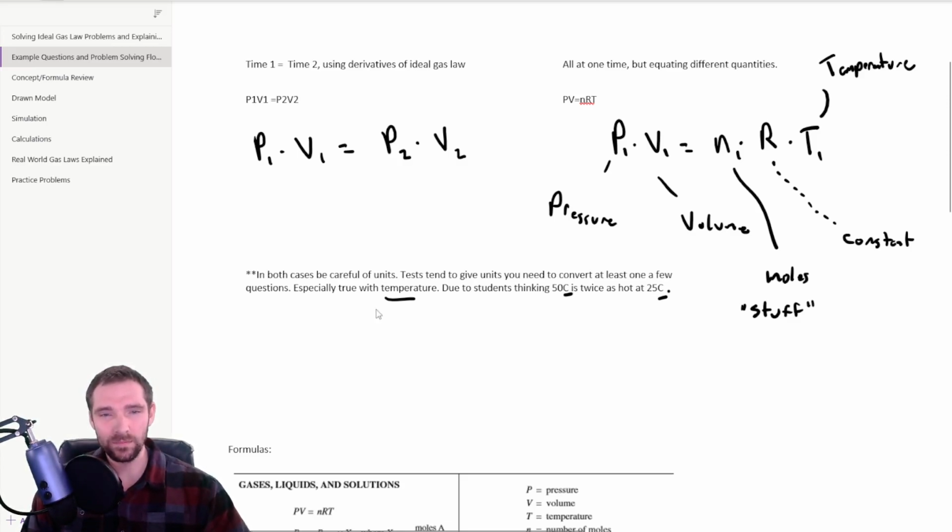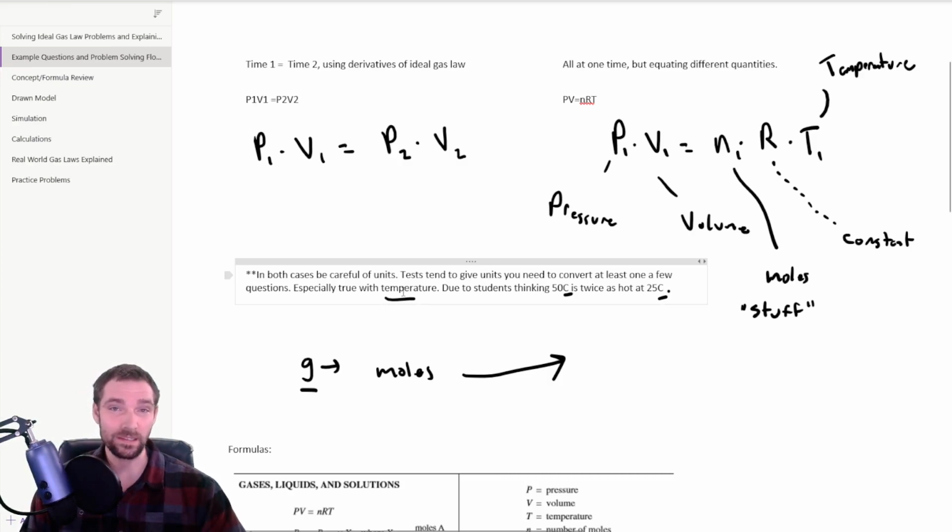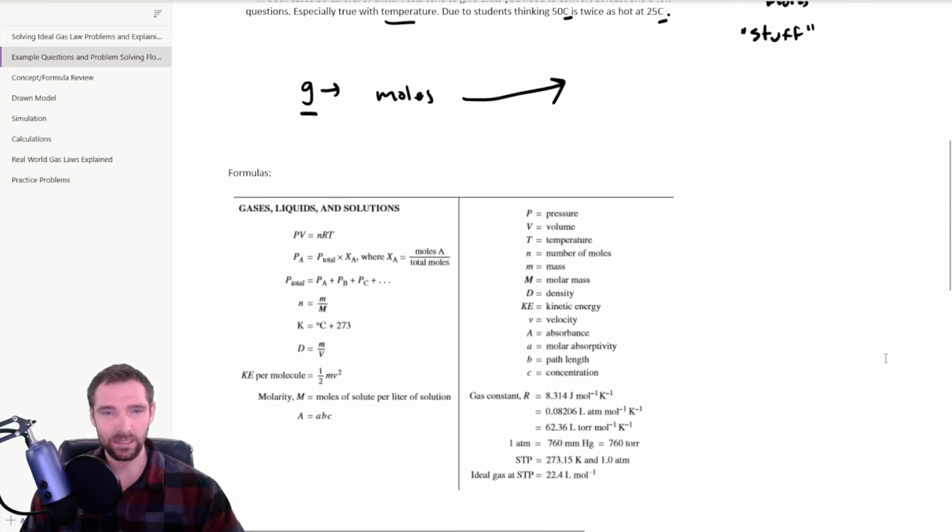Also, grams, you need to turn those into moles to work with these types of problems, because you're relating it through the moles here. So just be careful, because they like to give you things in grams when you're doing these types of problems. They might do some other weird units for volume, but typically that's in liters, and pressures typically in atmospheres, or they might give you different ones, and then you have to be careful with that.